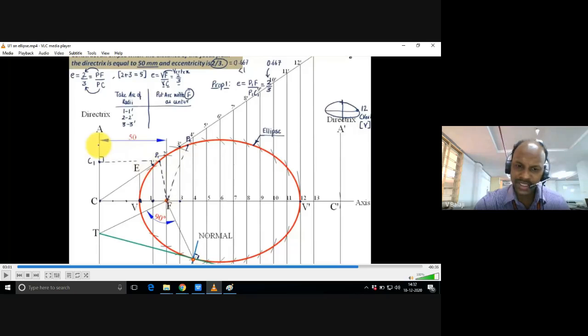That means the numerator is continuously increasing, but what about the denominator? Earlier, what is the denominator initially? VC only, right?